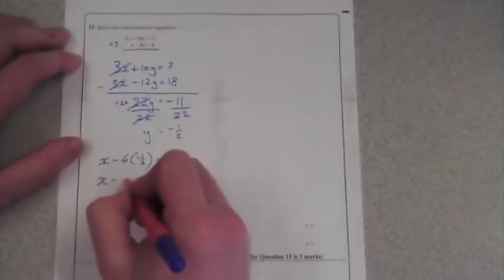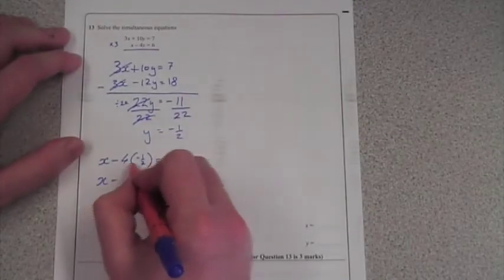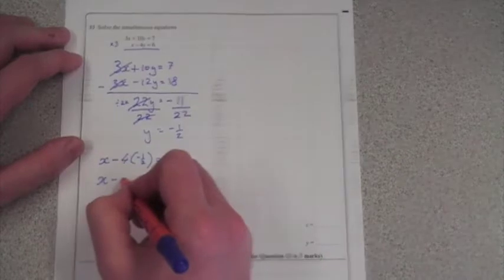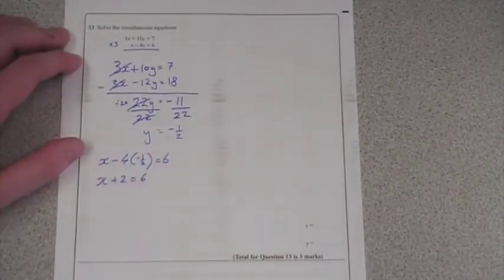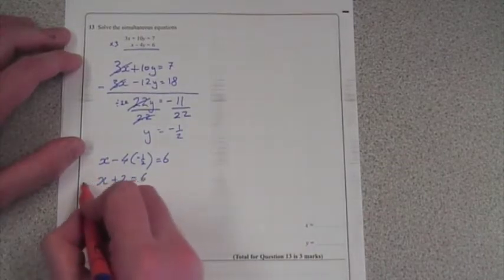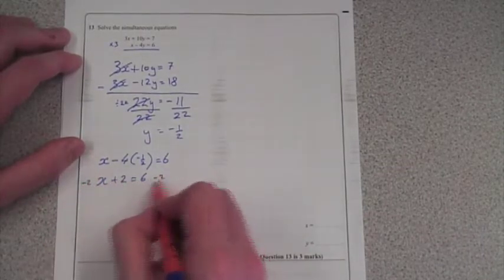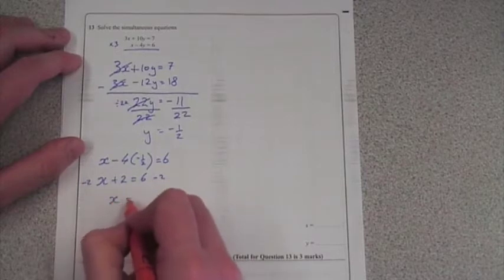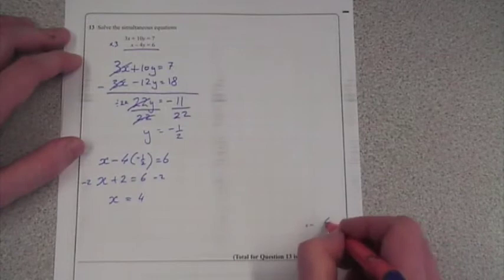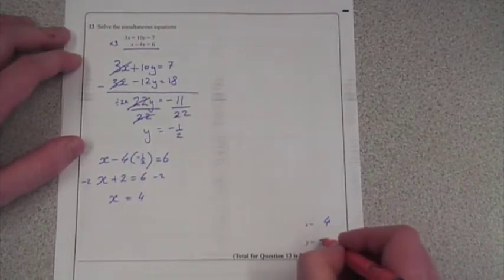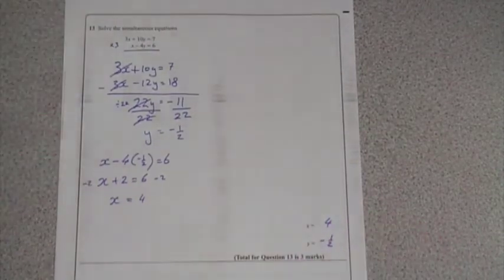So we expand our brackets first. So it's x minus 4 times minus a half, which is plus 2, and that equals 6. Solving our equation, we take 2 from each side, and that leaves us with x equals 4. So we know that x equals 4 and y equals minus a half.